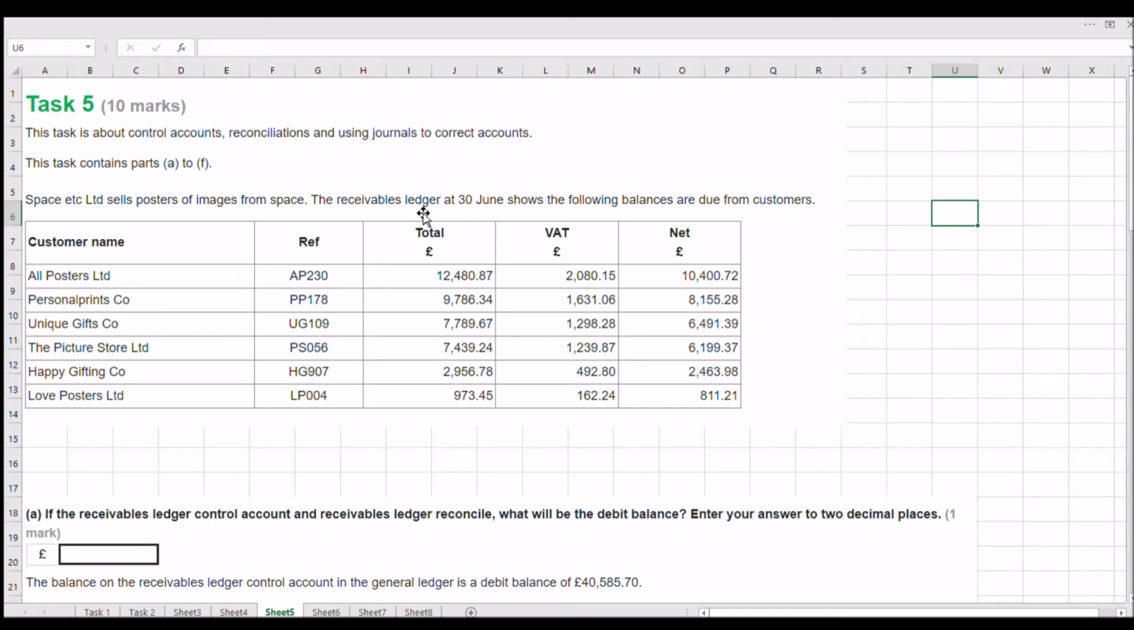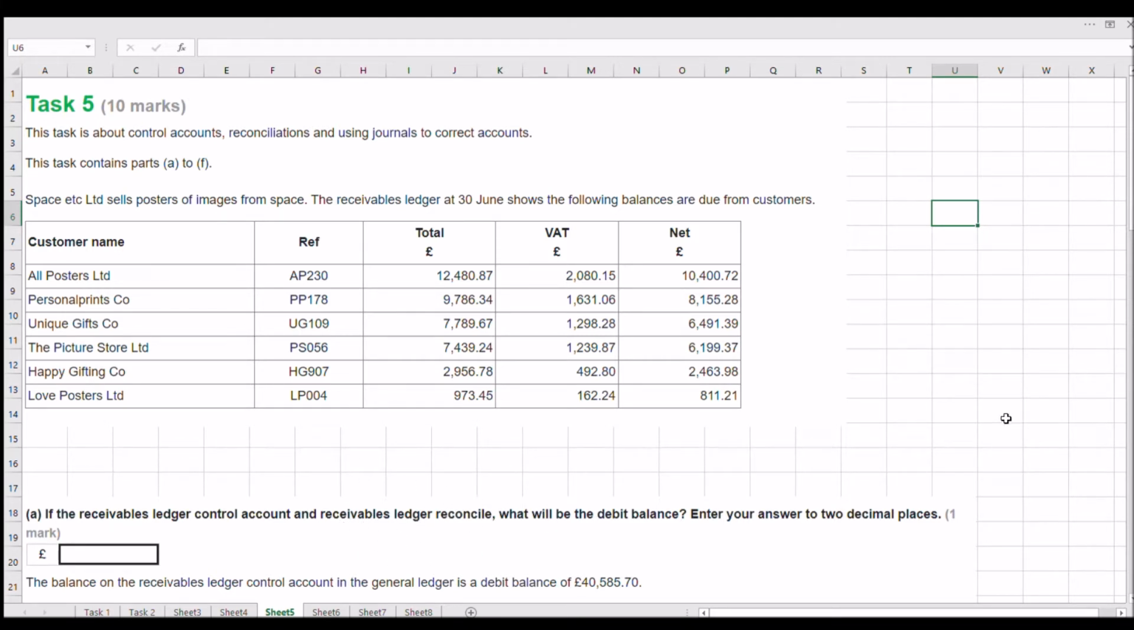So number 1 here. Here's the trade receivables ledger. This is the backing ledger showing all the accounts, and I'm probably going to reconcile that to a control account. So the receivables ledger, the sales ledger, and the trade receivables control account in the general ledger should reconcile.